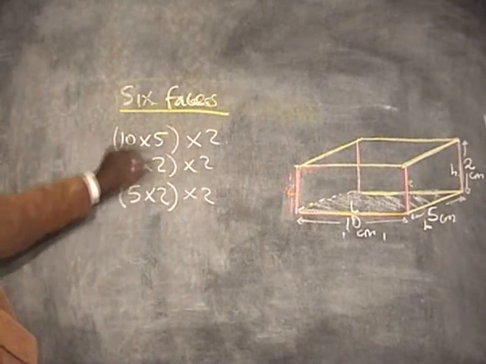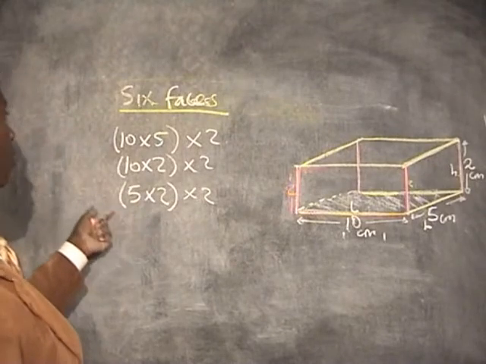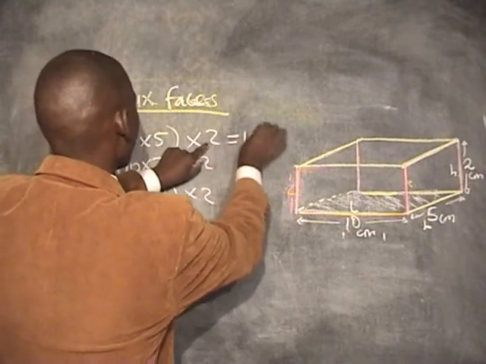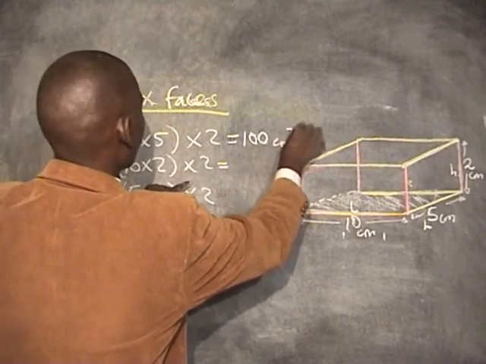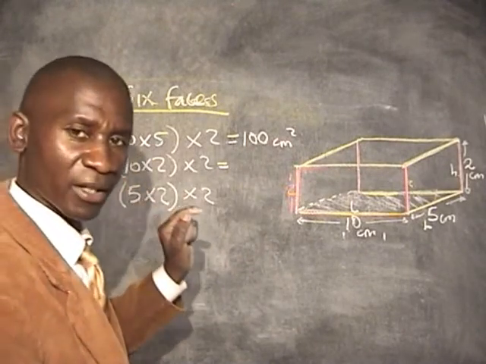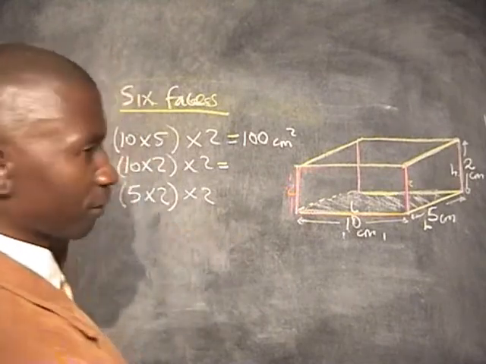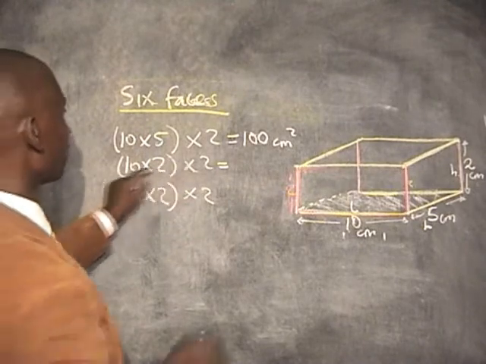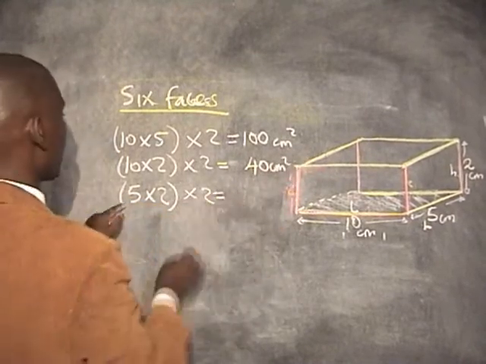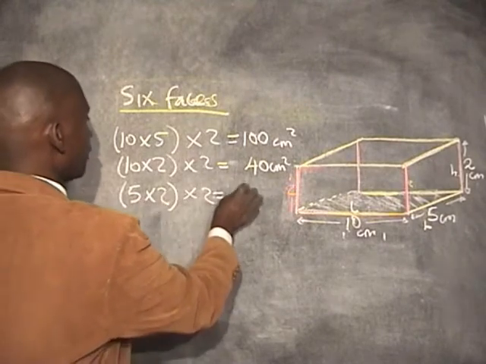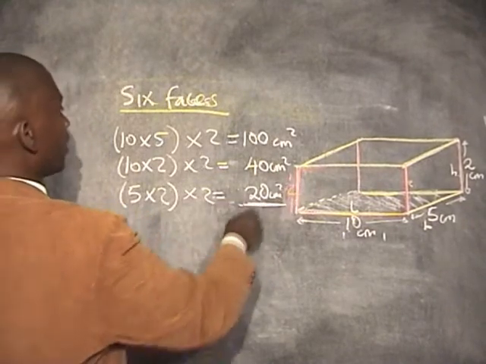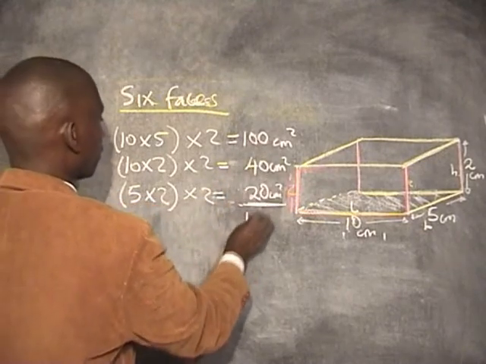2 faces, 2 faces, 2 faces. All together are 6 faces. So to get the total surface area, it cannot be a problem. So 10 times 5, in the first place, this is 50. 50 times 2, so there you get 100 centimeter squared, because it is total surface area. This time around, we are not trying to find the volume, but the total surface area for the shape. And for this one, 10 times 2 is 20. 20 times 2 is equal to 40 centimeter squared. And the last 2 faces, 5 times 2 is 10, 10 times 2 is 20 centimeter squared. So all together, to get the total surface area, 100 plus 40 is 140, plus 20, this is 160.